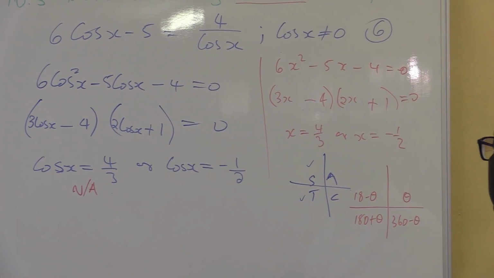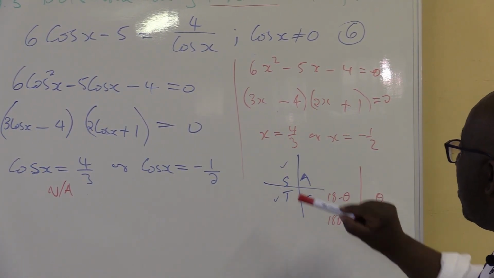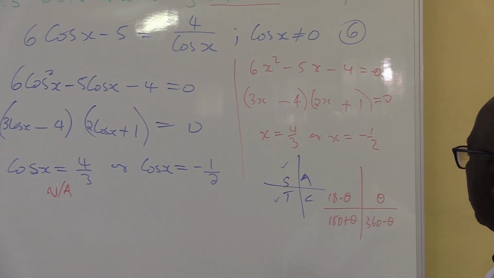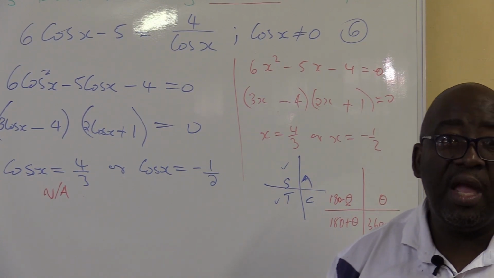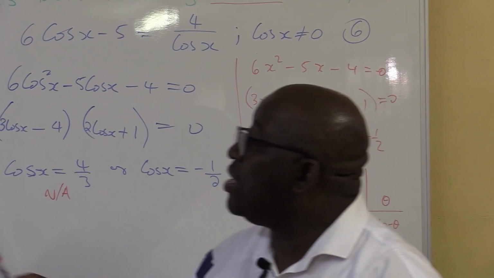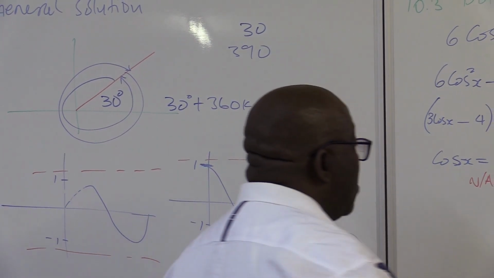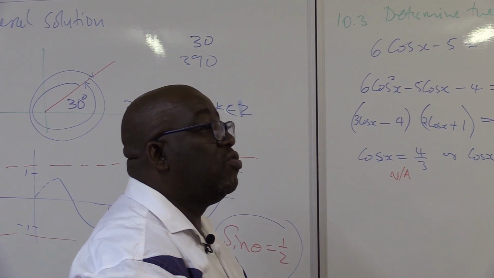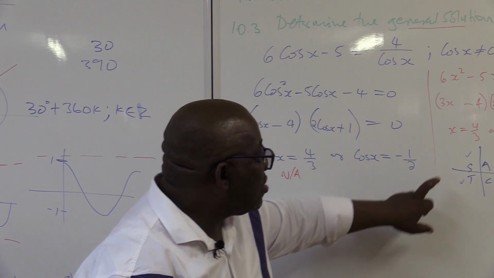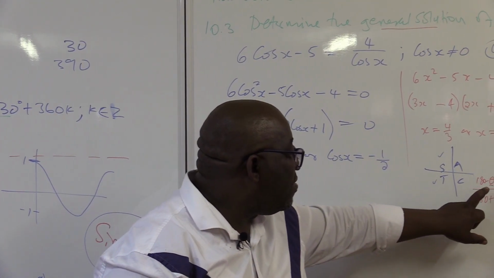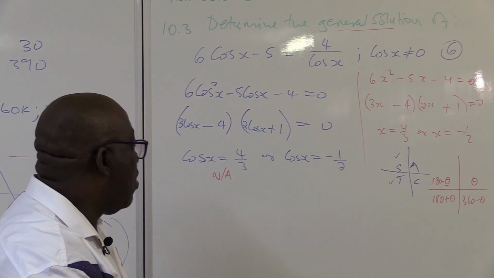We said our solution is in which quadrant? It is in the second and the third quadrant. Now let's work this thing out. Cos x is equal to minus half. How do you find my reference angle? Because I know that my solution is in this quadrant and in this quadrant. How do I find that reference angle? I use the solution that I've solved to find the angle that I will refer to.